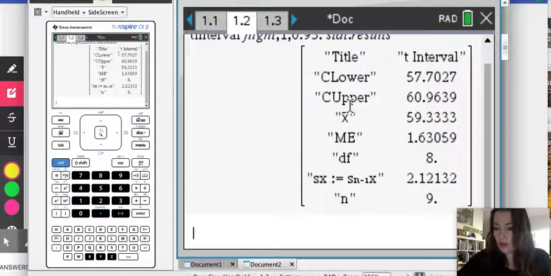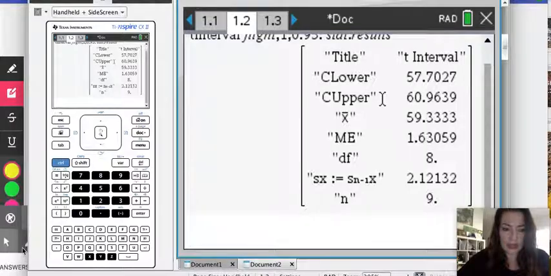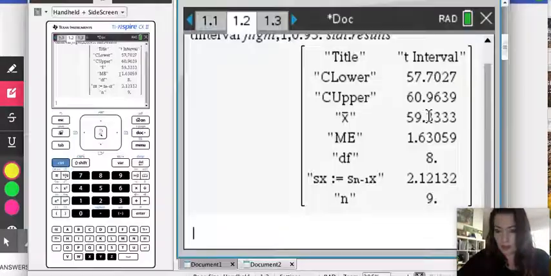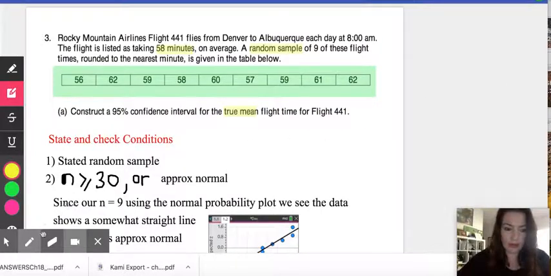All my information shows up here. I have my lower bound and my upper bound. Notice that also calculated here is the mean. What I did is I uploaded this screen, as if you had your calculator in front of you.